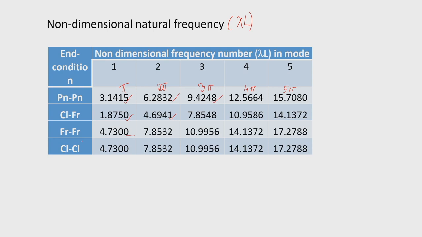Especially for the free-free beam and the clamped-clamped beam, the elastic modes of the clamped-clamped beam and the free-free beam have the same natural frequencies. So you are getting this value 4.73 here, and other modes you are also getting values. So you can see as the mode number increases, the natural frequency magnitude also increases.